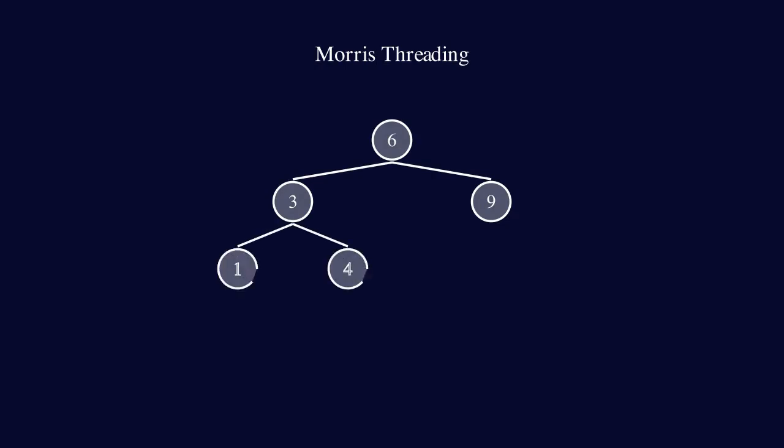Morris threading lets us traverse without a stack. For a node, find its in-order predecessor. If that predecessor has no right link, point it to the current node and go left. When the link points back, remove it and move right. These temporary links vanish when done.